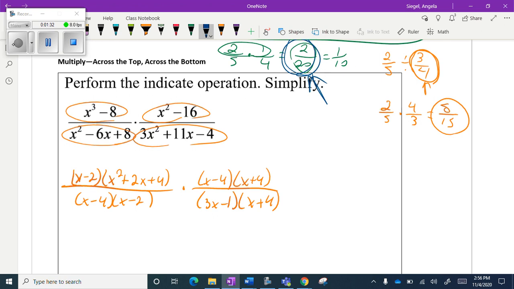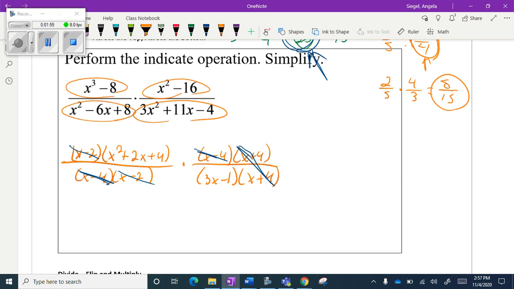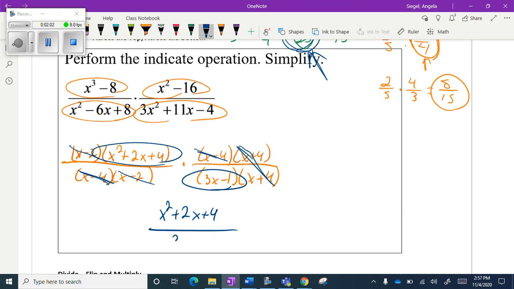So the rule is, as long as one is on top and one is on bottom, I can go diagonal, but I can't go side to side. So for instance, I see an x minus 4 here and an x minus 4 here. I see an x plus 4 on top and an x plus 4 on bottom. Is there anything else? Oh, I see an x minus 2 and an x minus 2. So once I have that all simplified, I'm going to see what's left over. So I have x squared plus 2x plus 4 over this guy on bottom, 3x minus 1.